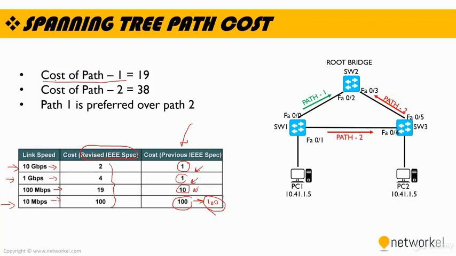So let's take a look at the cost of path 1. Path 1 has 2 fast Ethernet links, so its cost value is 19. Let's take a look at path 2. We have 2 fast Ethernet links together, and another 2 fast Ethernet links together, which means we have a cost value of 19 for both, and the whole cost value of path 2 is 38. So path 1 is preferred over path 2.